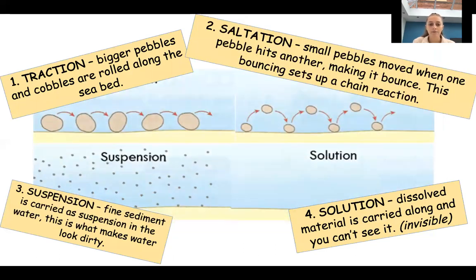Traction is where the pebbles or the large rocks are rolled along the seabed. You can see that image there, they're just rolled, they're not lifted off the seabed. Number two, saltation, is where the pebbles are moved when one pebble hits another and it bounces along the seabed, so it sets up a chain reaction. Suspension is fine sediment that's carried in the water, so things like sand, and that's what makes it look dirty. And then solution is the dissolved material, like limestone, that's carried along, but you can't see it, it's invisible, it's been dissolved in the water.